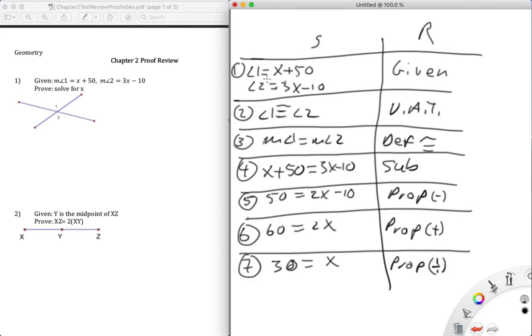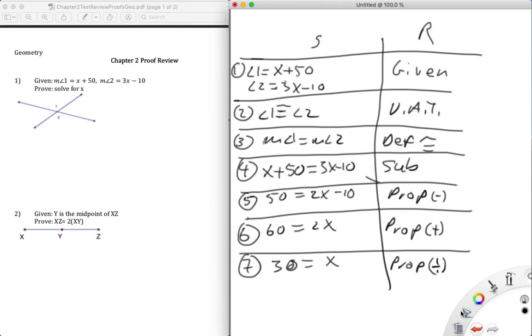So, given to me, x plus 50 is equal to angle measure 1, angle measure 2 is equal to 3x minus 10. It's given to me. I see from the picture that 1 is congruent to 2 because of vertical angles theorem. If they're congruent, then they're equal. Definition of congruency. Since angle 1 is equal to x plus 50, I'll substitute it here. Since angle 2 is equal to 3x minus 10, I'll put it here, and I can say x plus 50 equals 3x minus 10. Substitution.